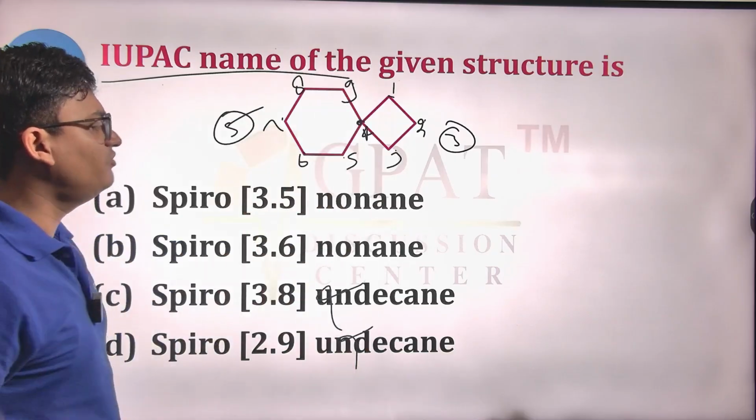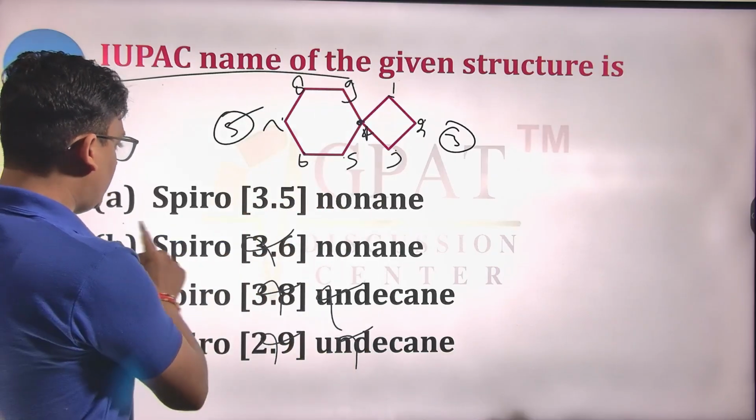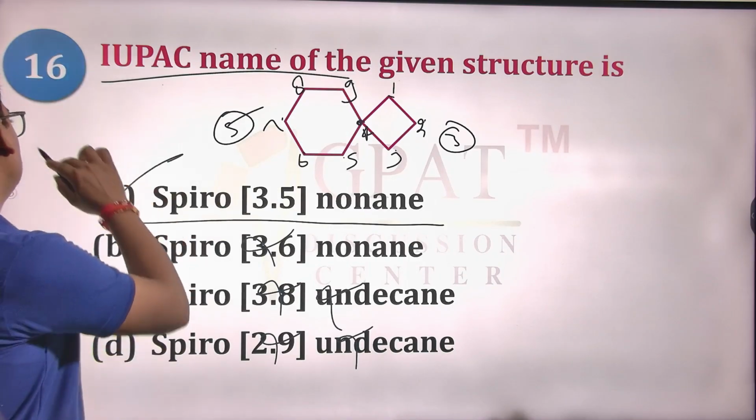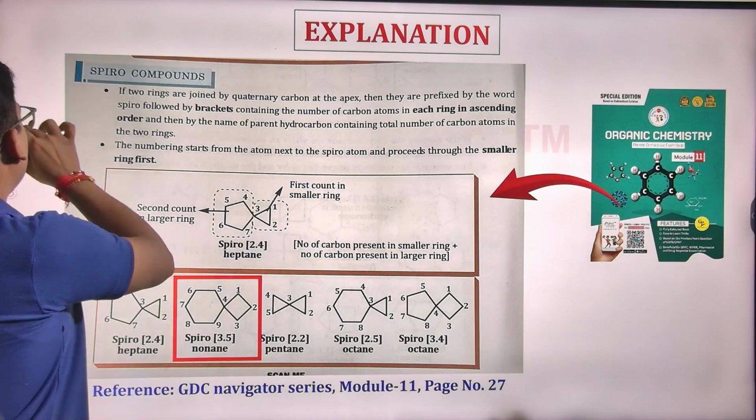So we are having 3, 5. Spiro 3, 5, so this is wrong. Spiro 3, 5, total 9 carbons are present, so the word root is non-N. So Spiro 3, 5, non-N is the right answer.